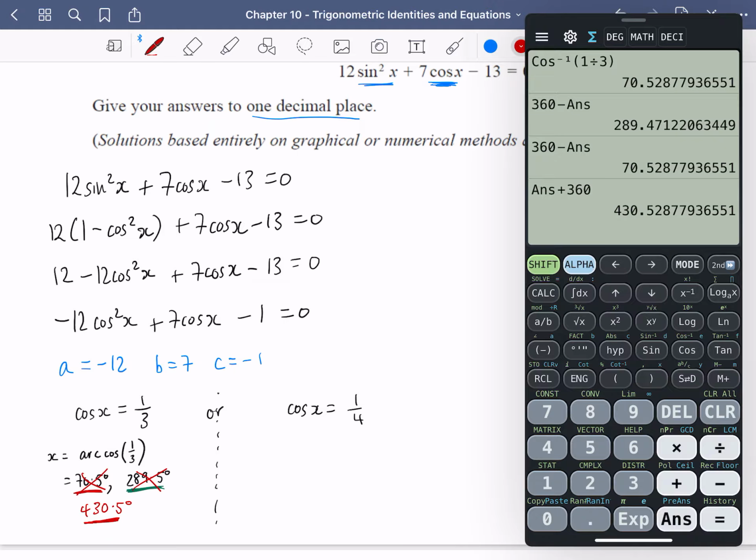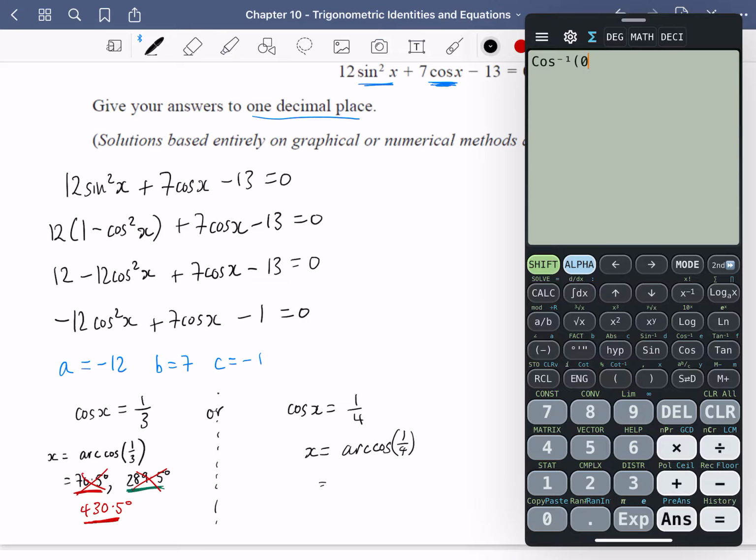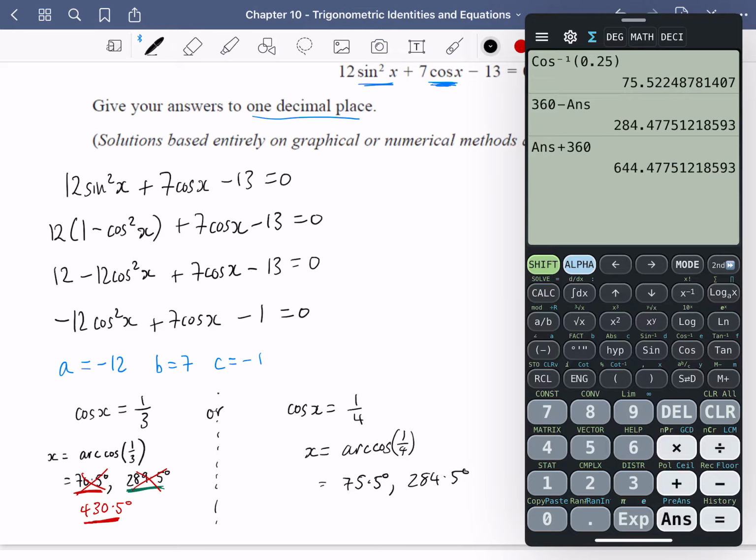Now let's work on this second side that we've got over here. So x would be equal to the inverse cos of 1/4. Let's go to the calculator. The inverse cos, sometimes I just type it as 0.25. We've got 75.5 degrees. The other one would be 360 minus the answer, which is 284.5 degrees. Now, same pattern as before, neither of these are going to be inside the range. And actually, if I added 360 to that one, it still won't be inside the range.